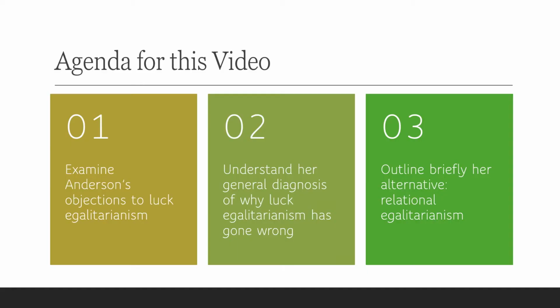So, agenda for this series of videos. First of all, we're going to examine Anderson's objections to Luck egalitarianism. Then we're going to examine her general diagnosis for why Luck egalitarianism has gone wrong. And then we're going to briefly outline the alternative relational egalitarianism, or what she calls democratic equality. They're sort of used interchangeably nowadays.